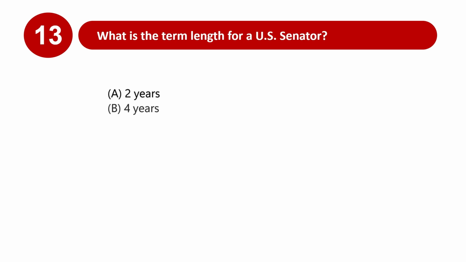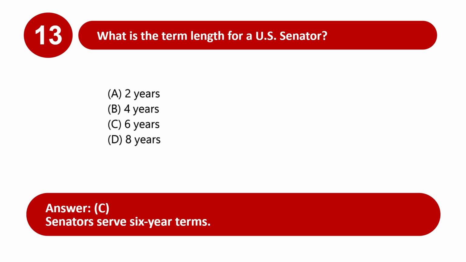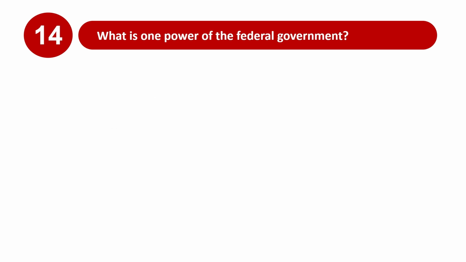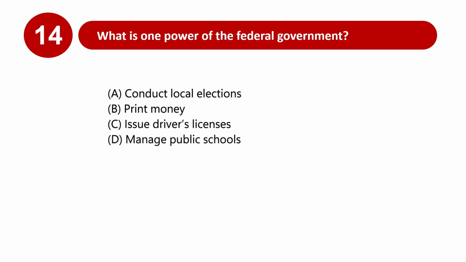What is the term length for a U.S. senator? A. 2 years. B. 4 years. C. 6 years. D. 8 years. Answer C. Senators serve 6-year terms.